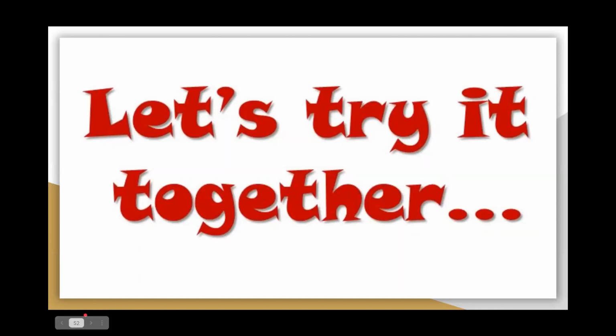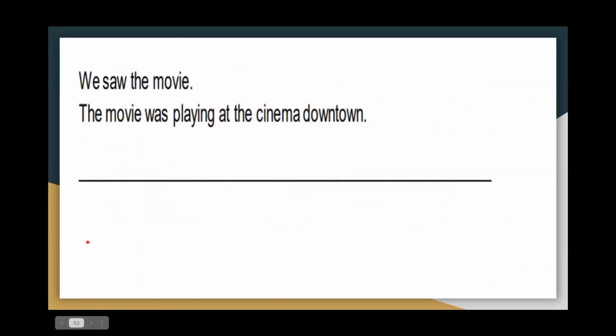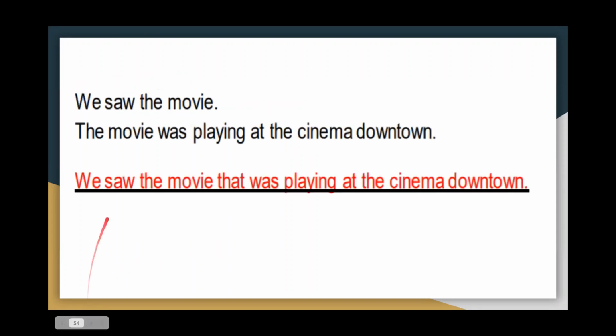So let's try this together, boys and girls. Here are two sentences. We saw the movie. The movie was playing at the cinema downtown. How can we combine these two sentences to make one strong sentence? Go ahead and jot down your answers. Okay, boys and girls, to combine these two sentences, we can say, we saw the movie that was playing at the cinema downtown. It combines both parts of the sentences into one strong sentence.